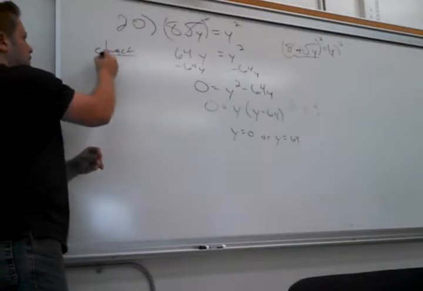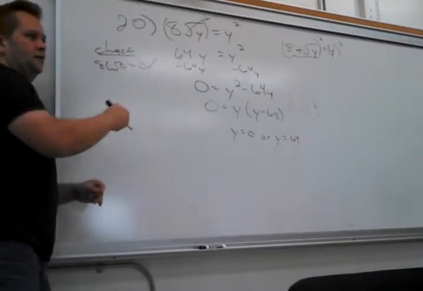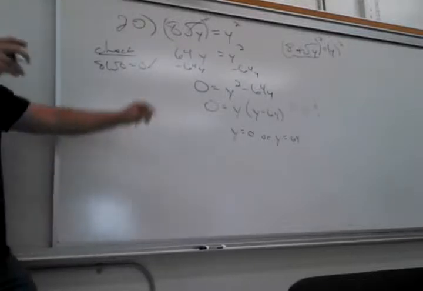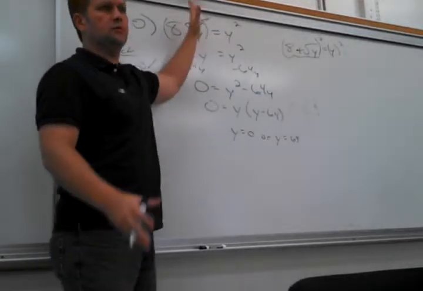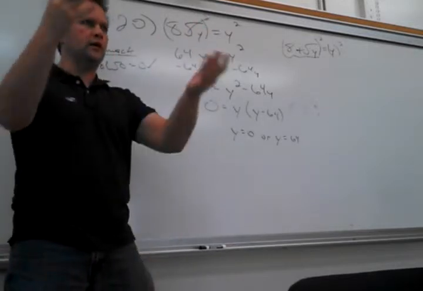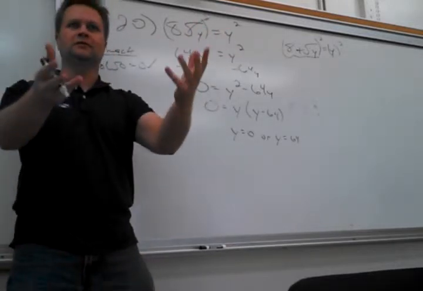I'll check 0. 8 times square root of 0 equals 0. Check. I'm done. If I put a 0, both sides become 0. So that's the trivial solution, is what we call it. The quickest way to make an equation equal is to make both sides equal 0.